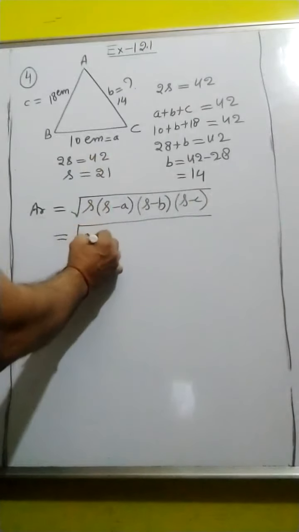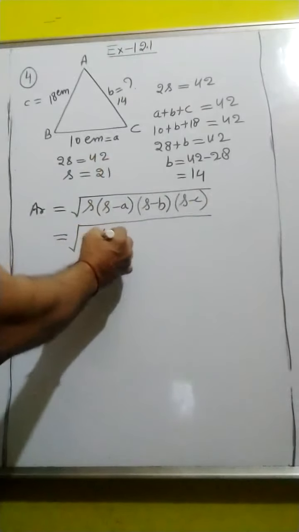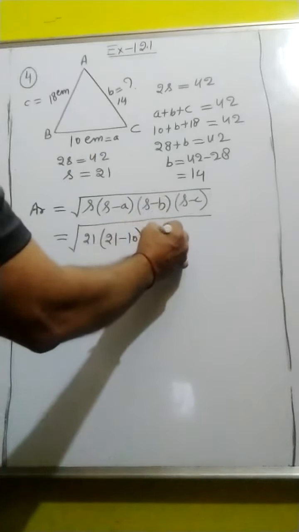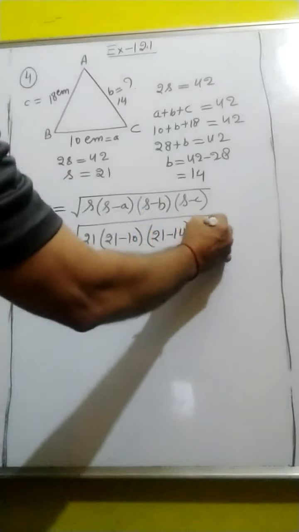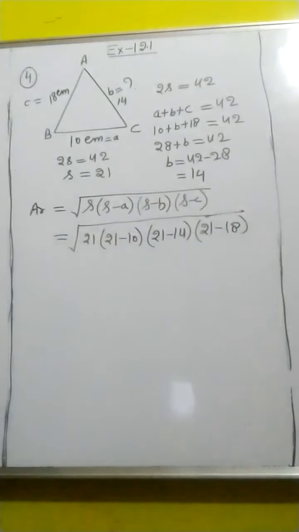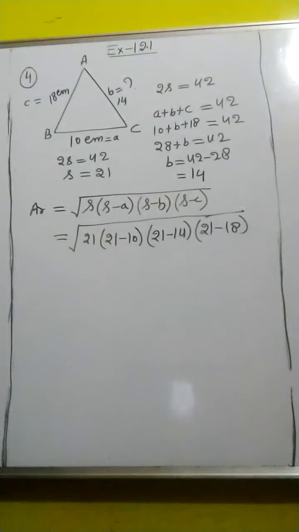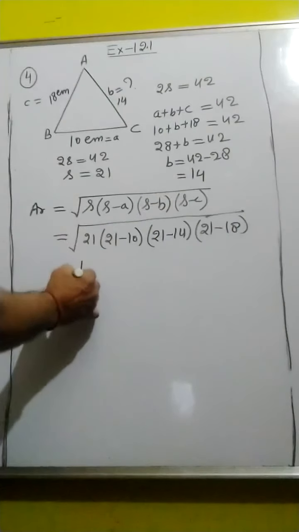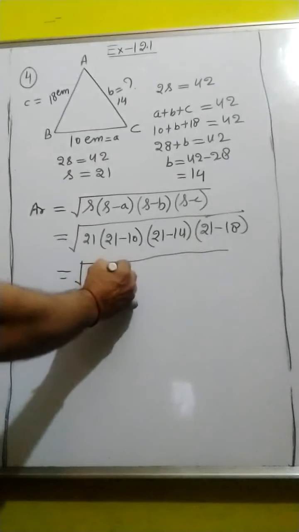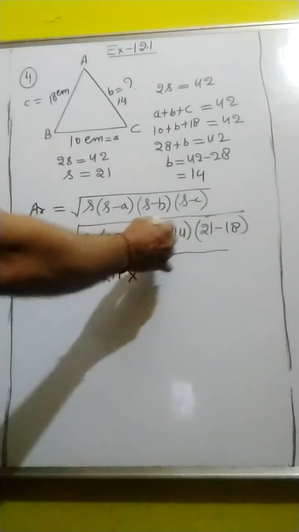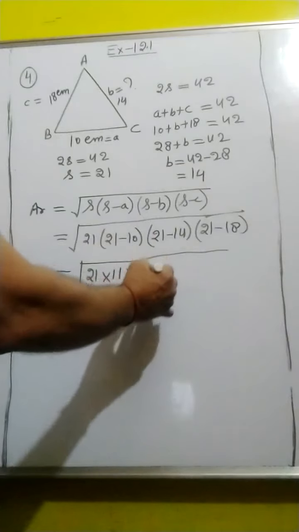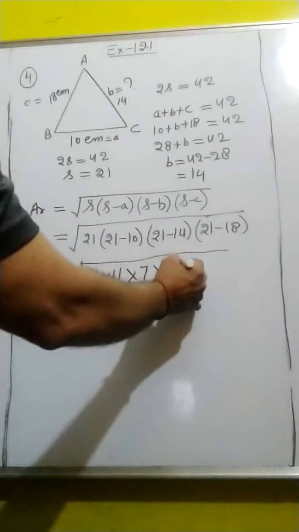S is 21, 21 minus a, 21 minus b, and 21 minus c, that is 18. So this will be 21 into 11, 21 minus 14 will be 7, and 21 minus 18 will be 3.